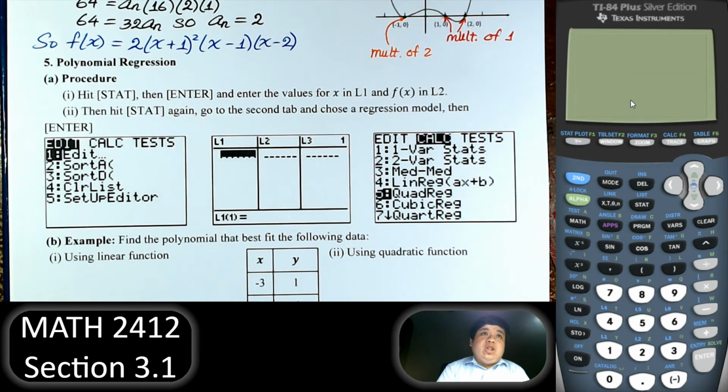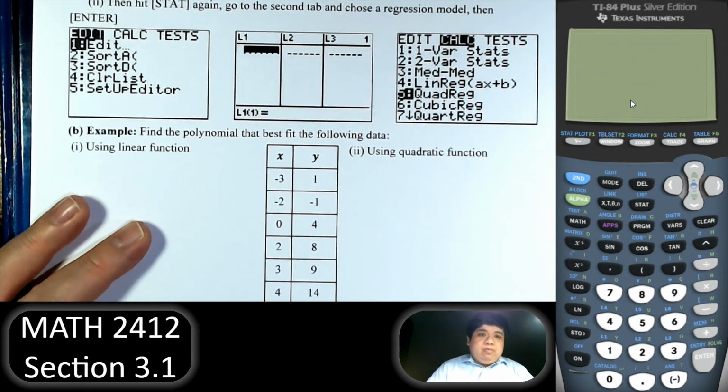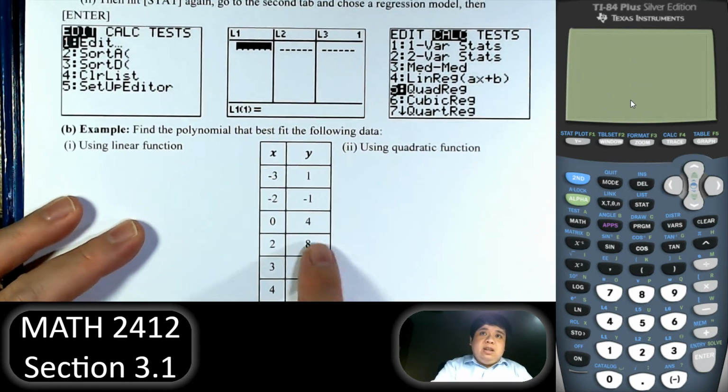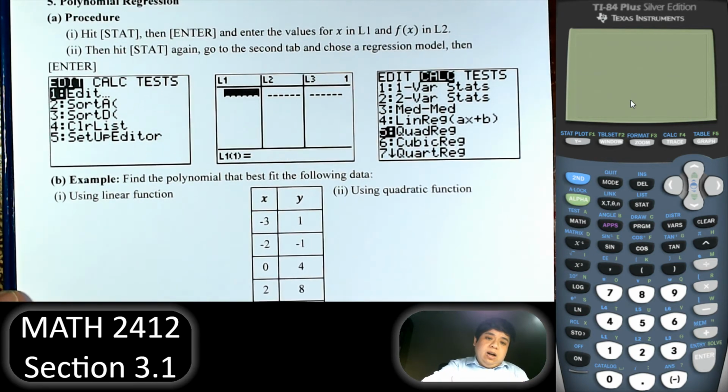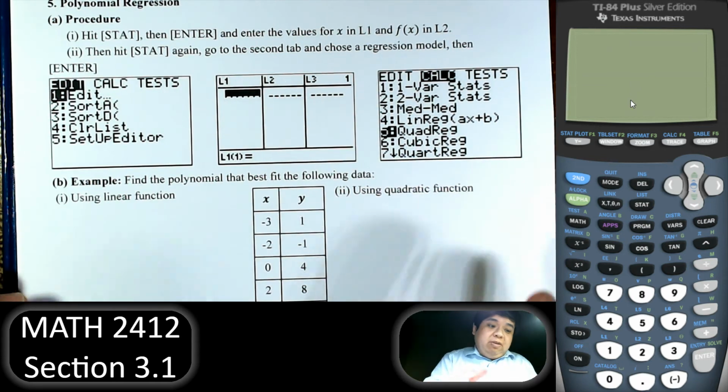Next, it's just a polynomial regression. It's just an application where we use the calculator. We find the best fit line if it is a linear function, or the best fit polynomial if it is quadratic, cubic, or any higher degree. So let's say what we have is a table of numbers like this, because we can plot those points and then we can find the line that best fits them.